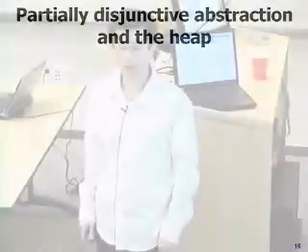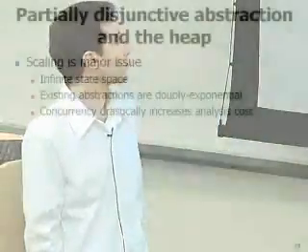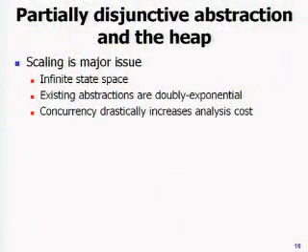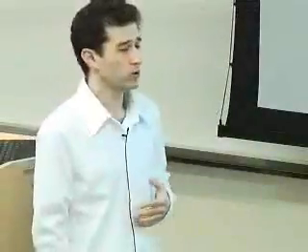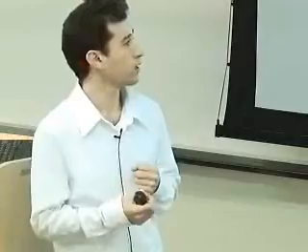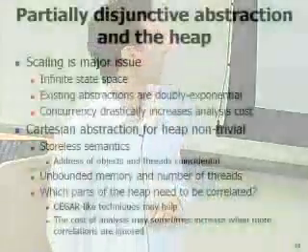So now I'm going to talk about how you come up with these partial disjunctive abstractions for the heap. For the heap, scaling is a major issue. The kinds of abstractions that we use are very costly. They can be doubly exponential. And of course, the state space is infinite because we don't have any bound on the number of objects and the number of threads. And concurrency complicates things. You can have different kinds of connections between the threads and the objects.